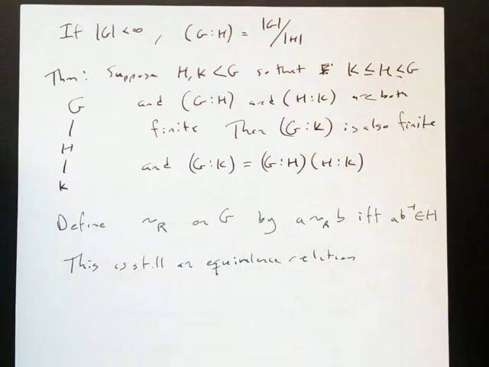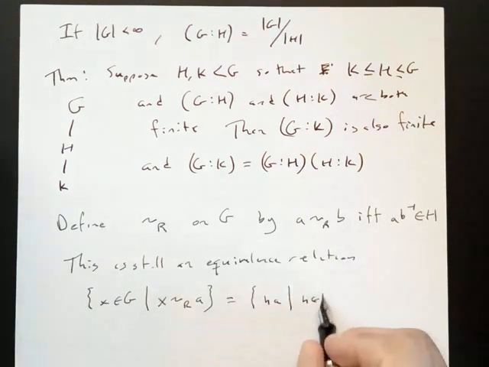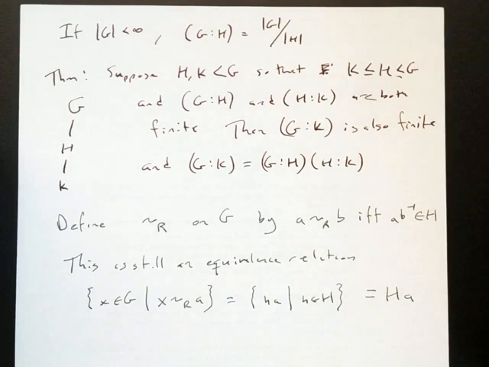And my cell, the set of things that are equivalent to A, looks different. Because I get it by multiplying H with A on the right. I get a right coset instead of a left coset.